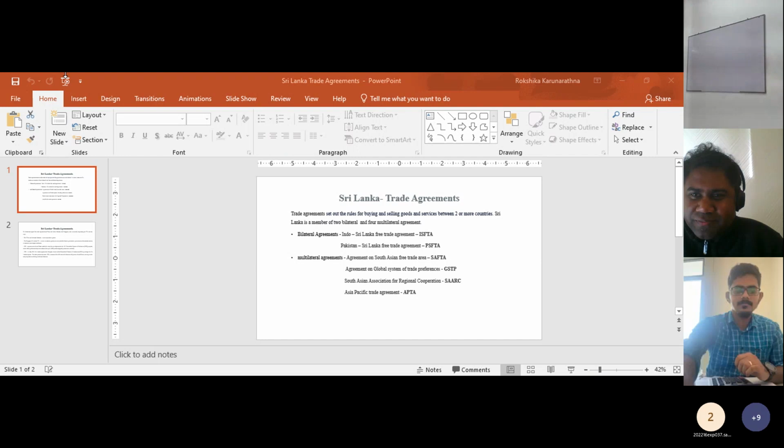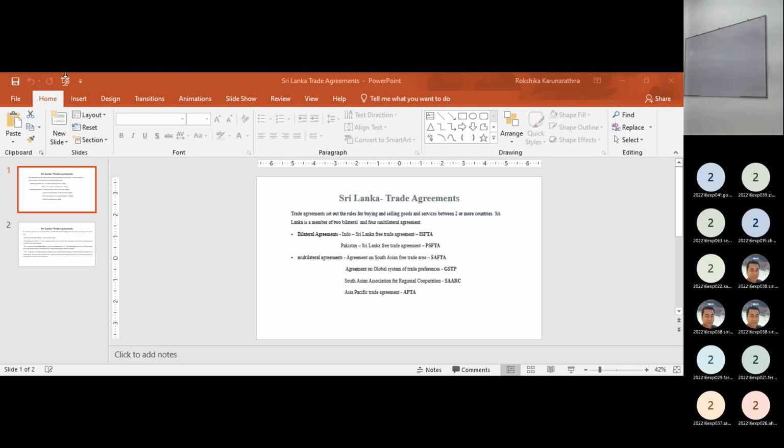Okay, so group number 7. The previous group discussed the Sri Lankan trade agreements. Now we are going to discuss some of the issues of these agreements and what type of recommendations we could bring into this particular discussion.